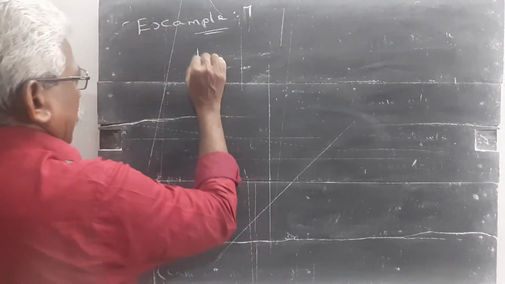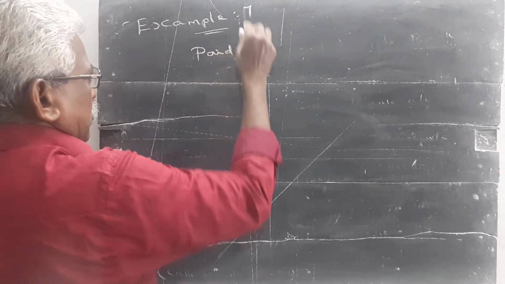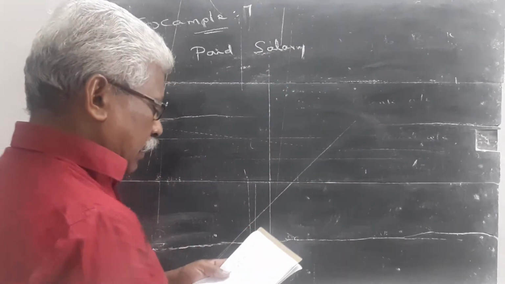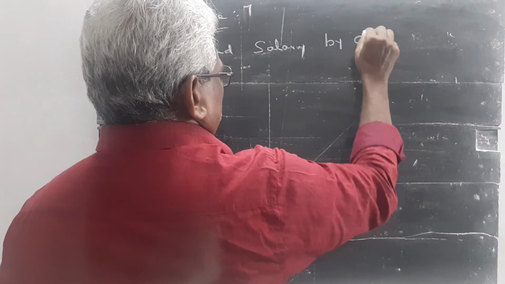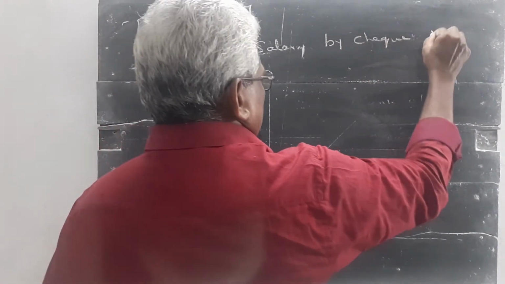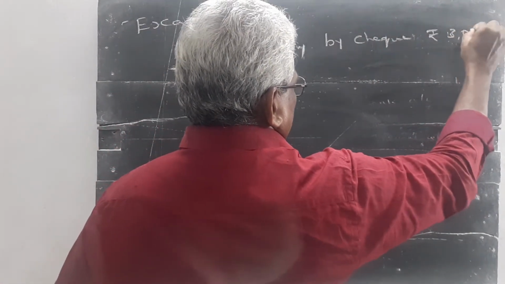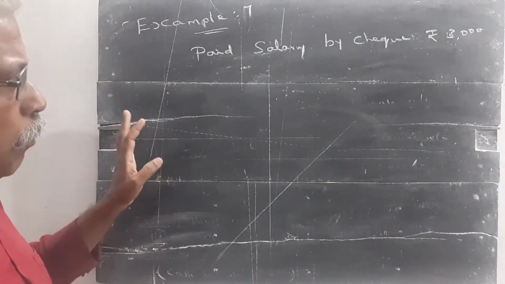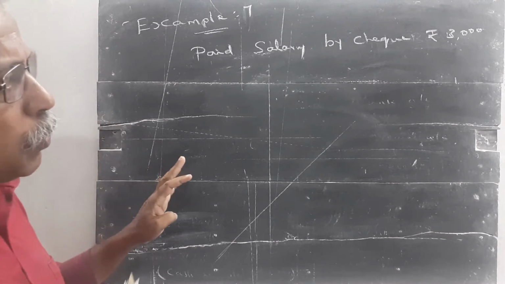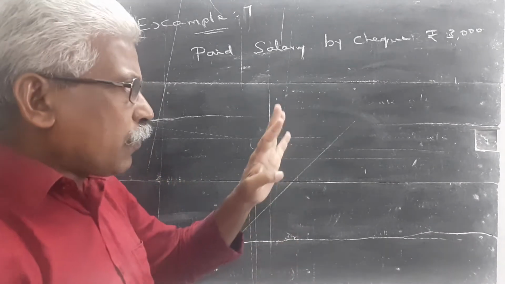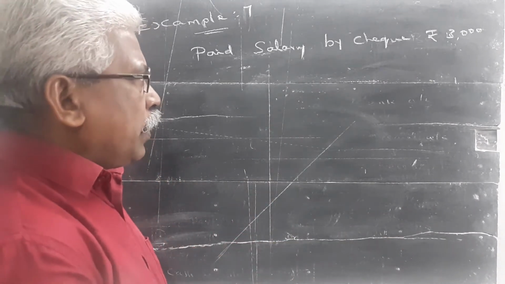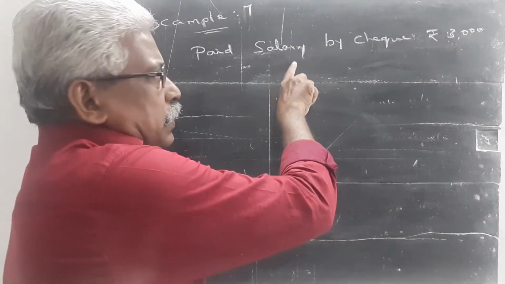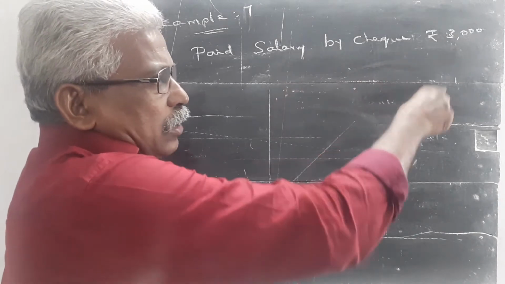Then, illustration number 7: paid salary by cheque, rupees 3,000. Please refer to the previous problem. We deposited 5,000 rupees into the bank. Out of 5,000, we issued a cheque and paid salary by means of the cheque. So the bank balance is reduced by 3,000.